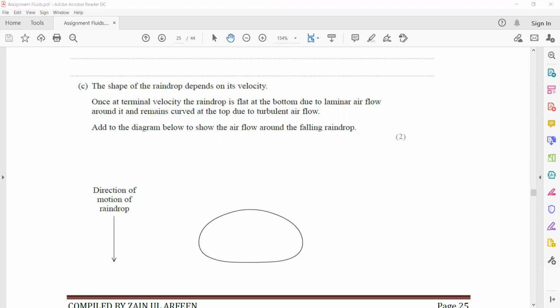So how do we draw this? At the bottom, where the fluid is moving, that is laminar flow. But when the fluid moves around this raindrop, the flow becomes turbulent. You can draw more lines; I just drew two. Direction is also important when you draw the direction of the fluid flow. It is to oppose the direction of the motion of the object.